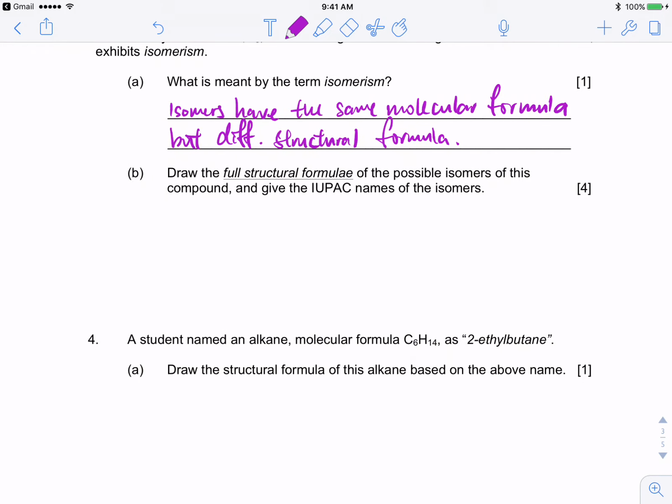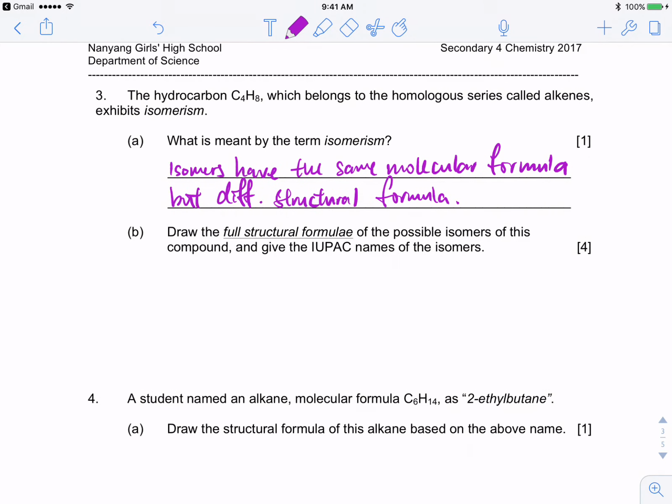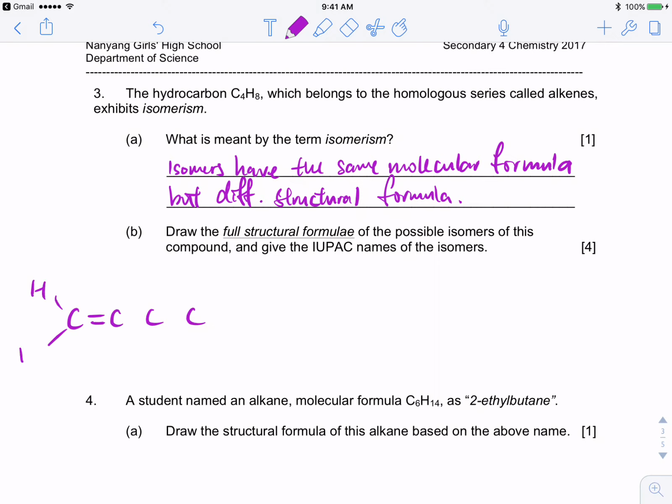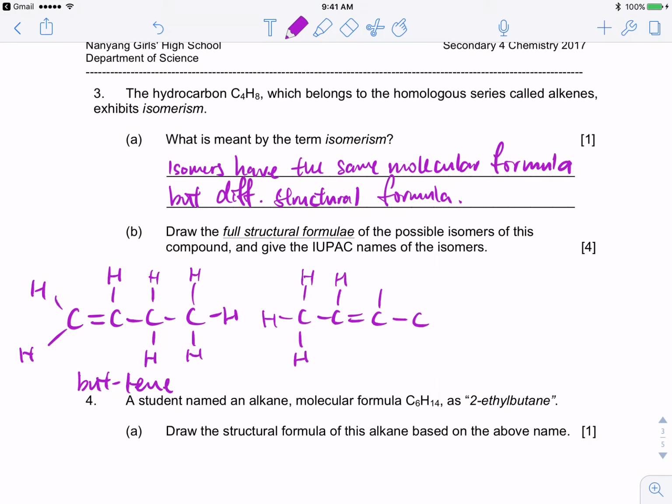Draw the full structural formula of the possible isomers of this compound and give the IUPAC names of the isomers. C4H8, carbons 1, 2, 3, 4. Let's say the double bond is at the first carbon. So what is this called? This will be but-1-ene. Then we can also have it at the second carbon, and it will be called but-2-ene.